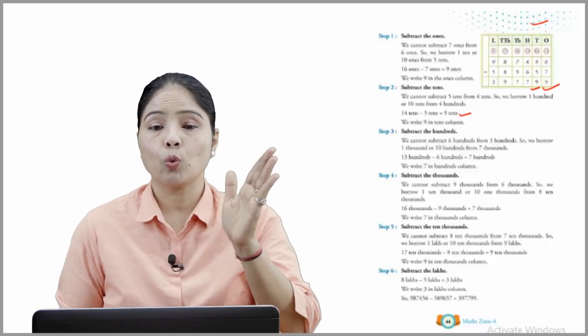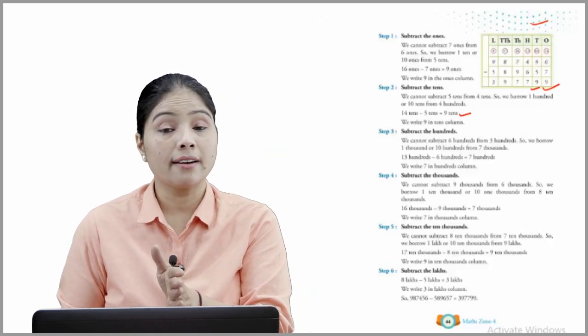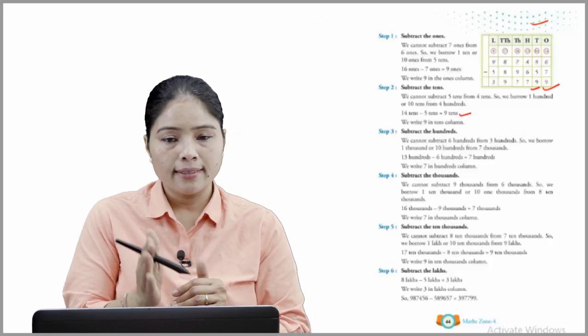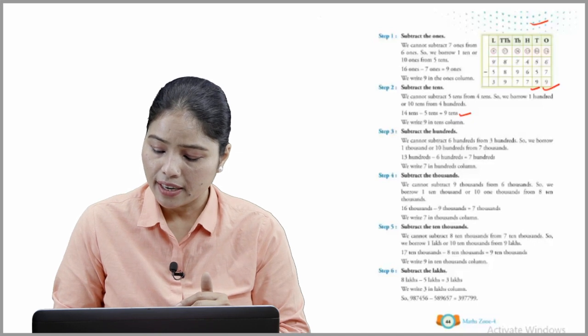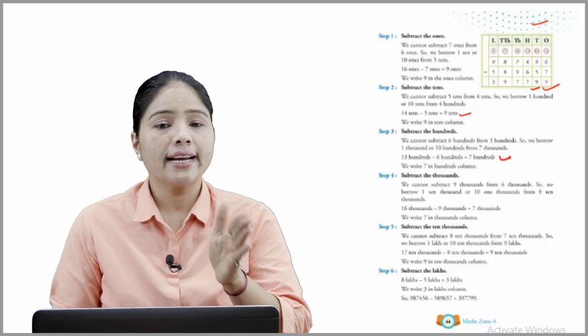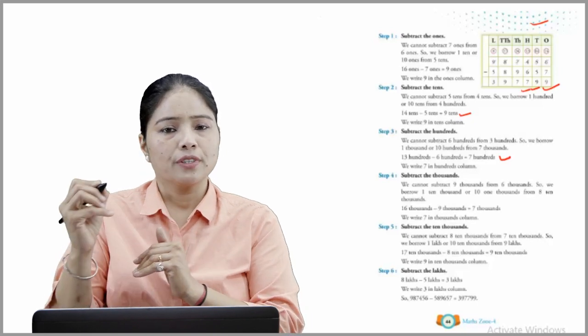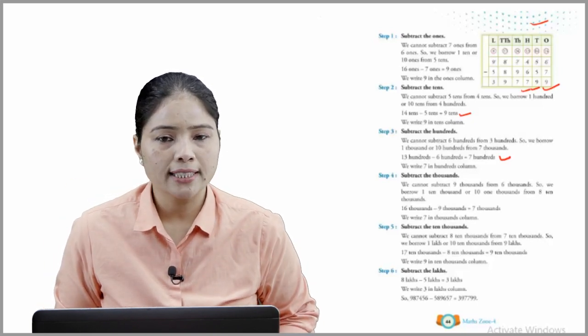We can't subtract 600s from 300, so we borrow 1000 or 10 hundreds from 7000. So 1300s minus 600 is 700. We write 7 in the hundreds column. फिर हमने यहाँ पर 7 लिख लिया. And step number 4, subtract the 1000.